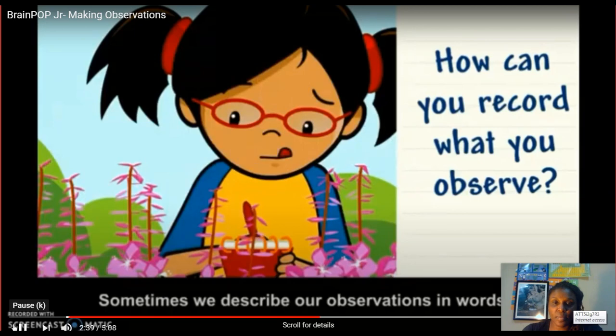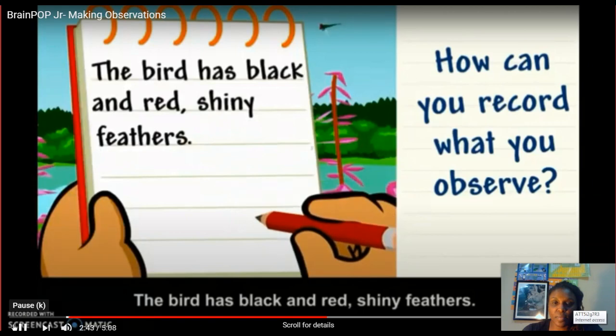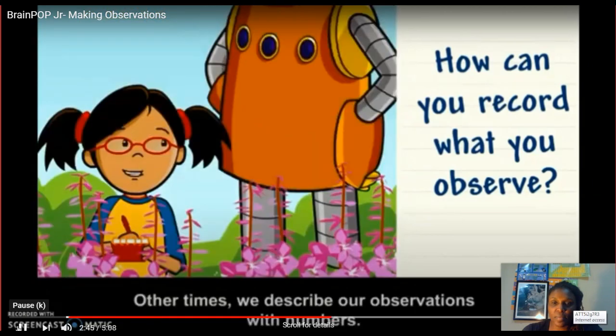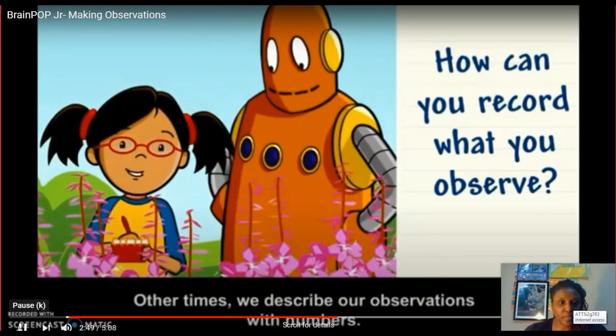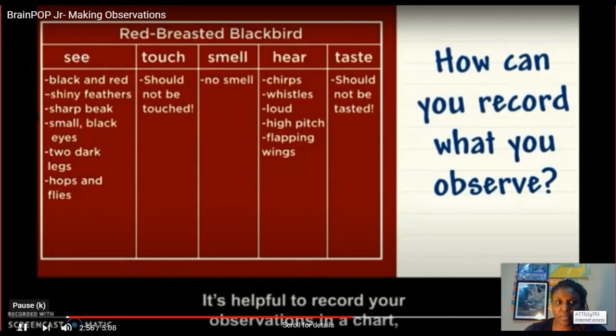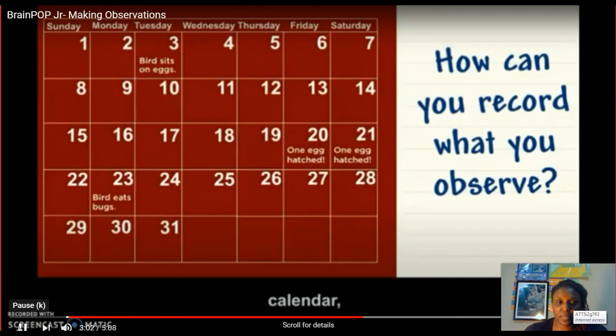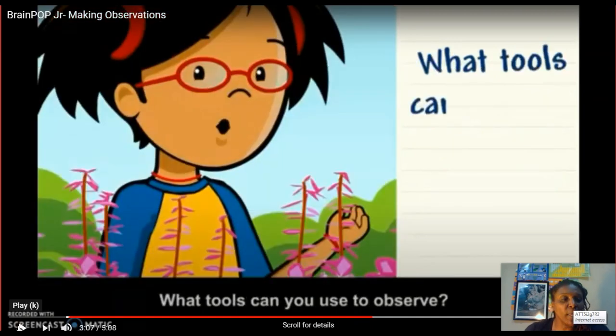Sometimes we describe our observations in words. The bird has black and red shiny feathers. Other times we describe our observations with numbers. The bird laid 3 eggs, and 2 hatched today. It's helpful to record your observations in a chart, calendar, or other graphic organizer.